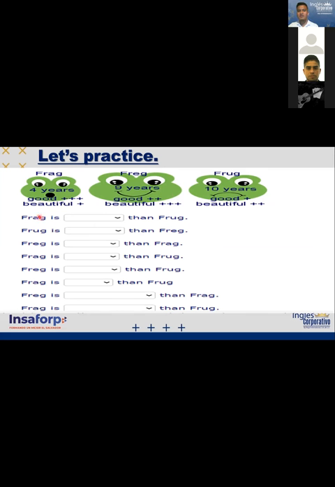So frog is... él es el más pequeño de todos, ¿no? So we can say frog is smaller than frog. It's just about using your logic, ¿sí? Es de utilizar la lógica. O sea que vamos a comenzarlos a comparar según lo que veamos en las imágenes de ellos. Exactly, exactamente.